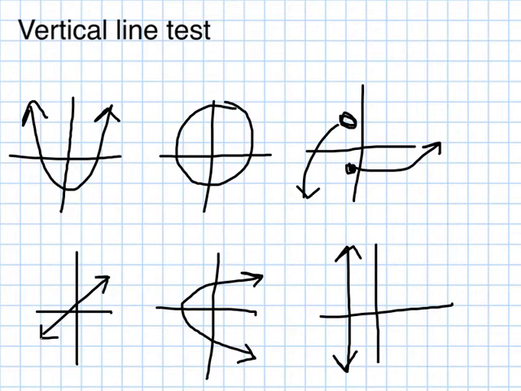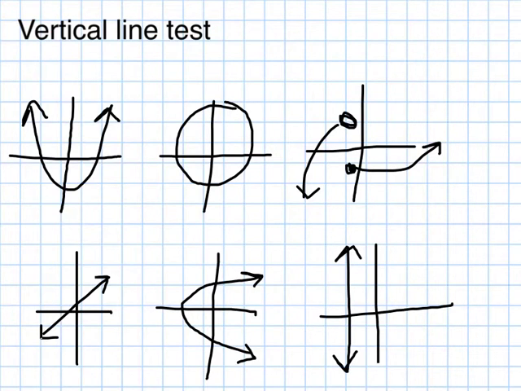Alright, if you have a graph and you need to tell if it's a function or not, there's a really quick, easy way to see if there's a function or not. And it's by doing a vertical line test. The vertical line test just says if you draw a vertical line anywhere on your graph and it crosses in more than one spot, then there is not a function.